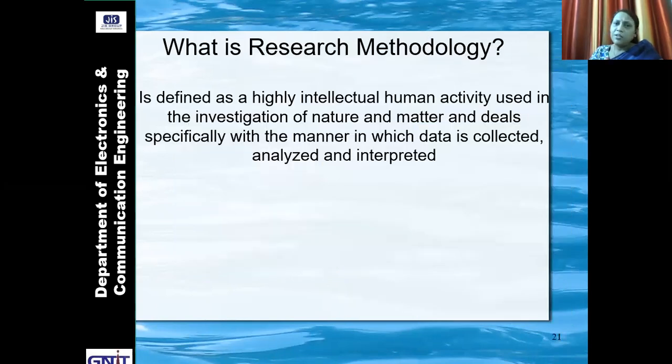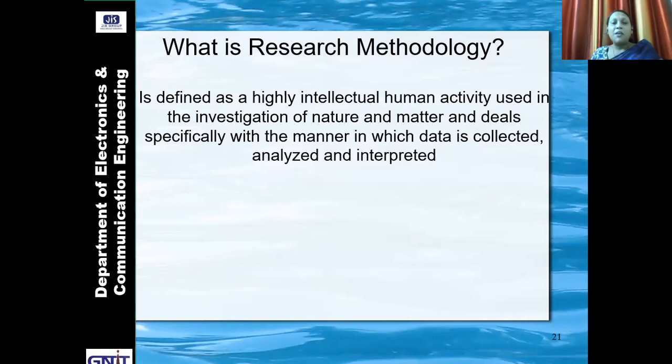So what is research methodology? In a general way, we can say that research methodology is defined as a highly intellectual human activity used in the investigation of nature and matter, and it deals specifically with the manner in which data is collected, analyzed, and interpreted. That is the intellectual human activity.